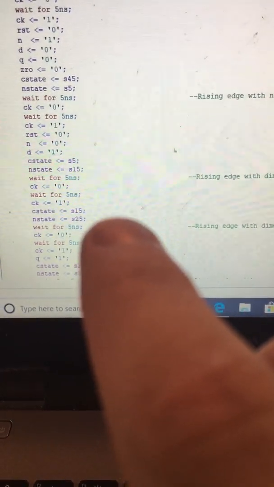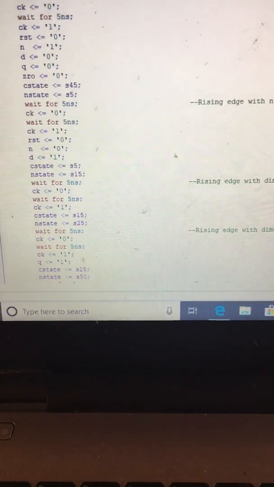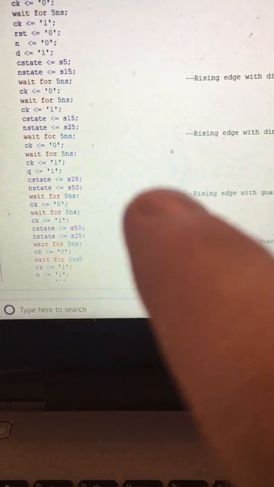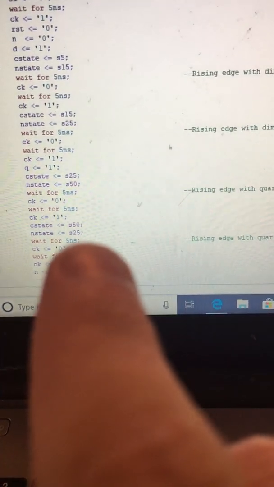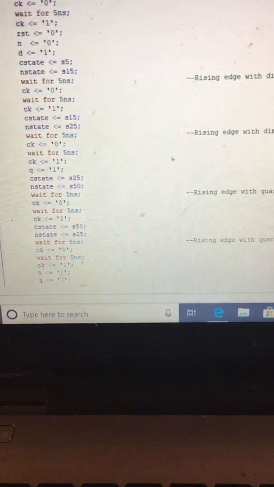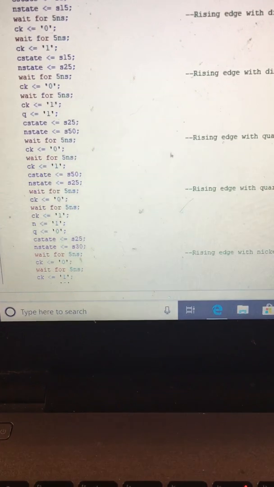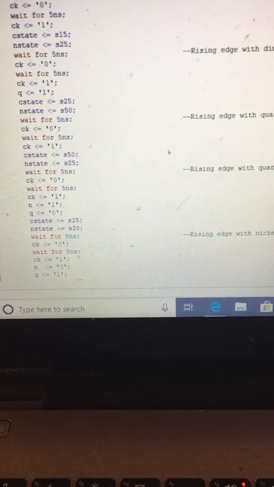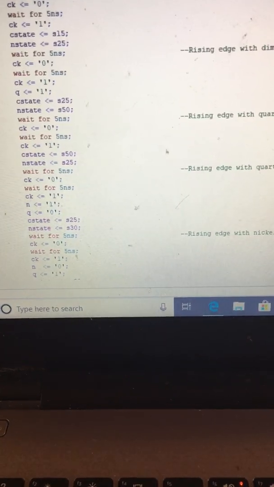And a dime is inserted again, so the next state is state 25. And at the next rising edge, a quarter is inserted, and the next state is state 50. And at the next rising edge, state 50, a quarter is inserted, so the next state is state 25, and the output is 1, 1, with 1 being an item vended and the other being change given.